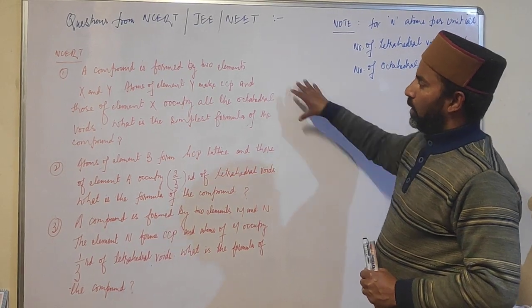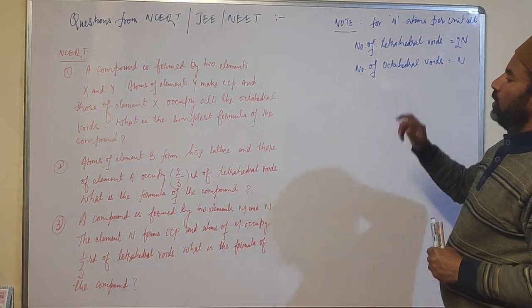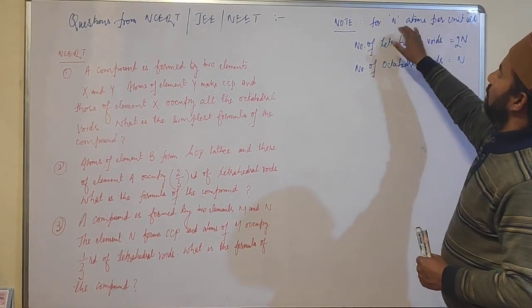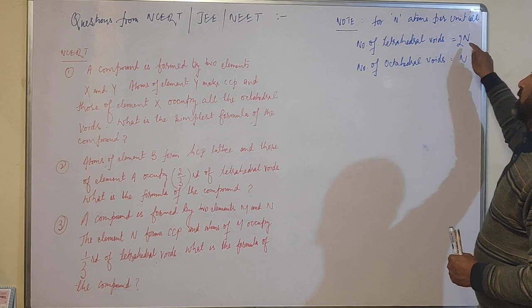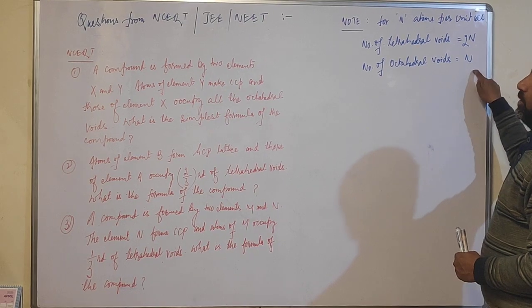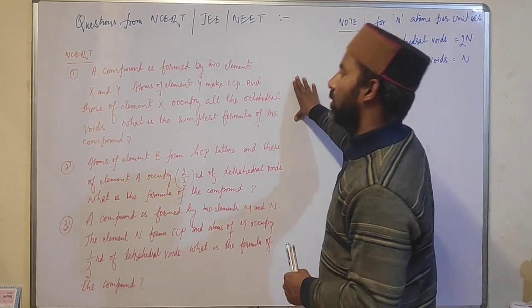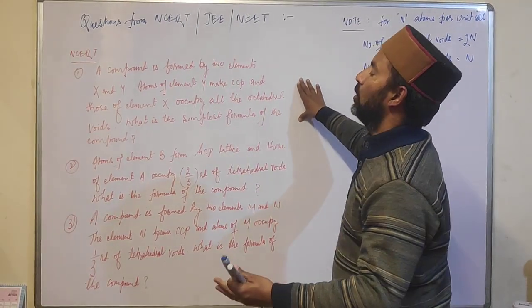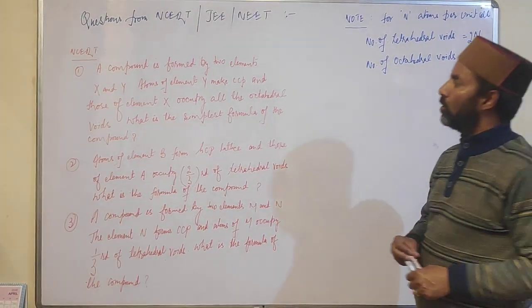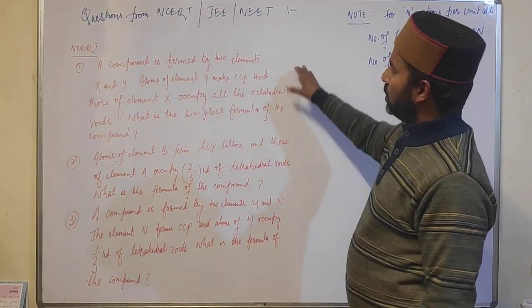First of all students, let me revise one thing which we had discussed earlier also: for n atoms in a lattice, the number of tetrahedral voids is 2n, that is double of n, and octahedral voids is n. So using all these fundamentals, now we will see how to find the simplest formula of a compound from relative positions of the constituent atoms or ions of a solid. So this question is from NCERT book.